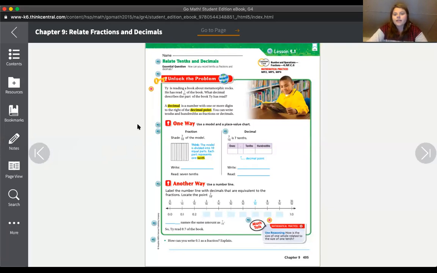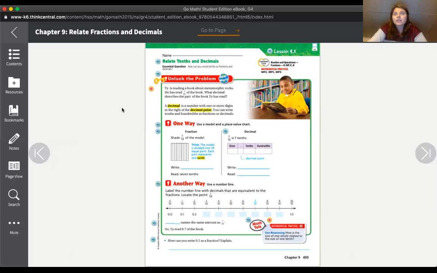The cool thing about decimals is we can relate fractions, which we have done, to decimals. I'm going to show you in a little bit. I have a really cool resource that I'm hoping you'll be able to use to help you within the next couple weeks as we dive through chapter 9, because chapter 9 is all about decimals. So for today, we're going to talk about relating tenths and decimals.